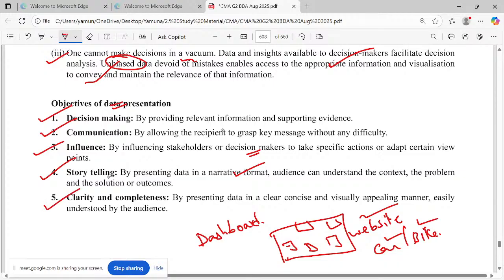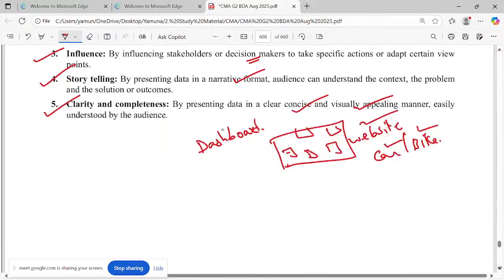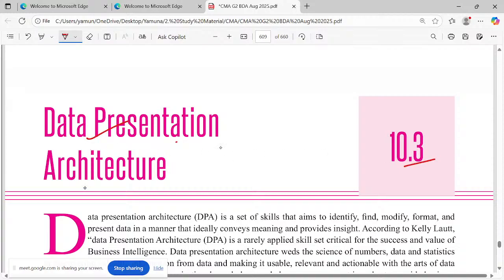And clarity and completeness. You'll get a more concise picture. It will be visually appealing, and you'll get more confidence about the data and how you can properly utilize it. That's about 10.3 data presentation architecture.